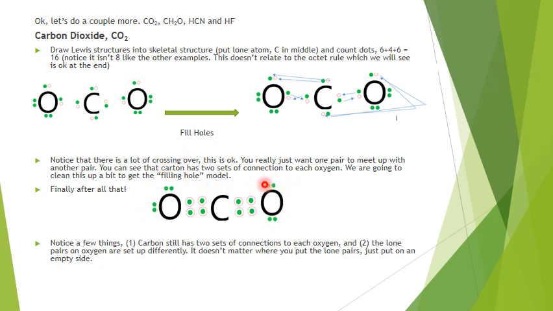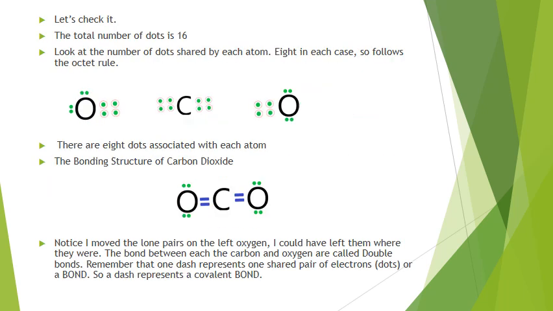And it doesn't matter how you put the lone pairs. You can put them like here and here, or here and here. I just have them here and here. It doesn't matter. They could be opposite of each other, or right next to each other. Just have them separate from each other. Now what we're going to do is replace these shared pairs with dashes, and we get our bonding structure, which is this.